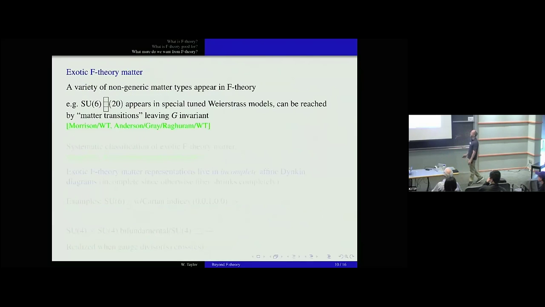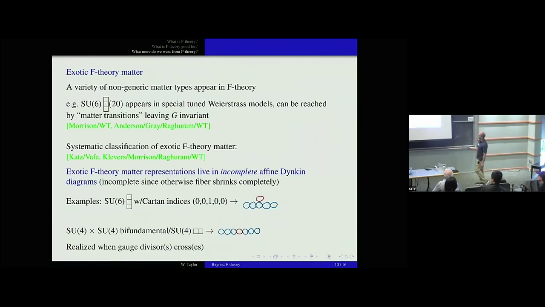And this appears in the simplest F-theory models like the Tate models that were discussed in some of the early F-theory literature. There are exotic kinds of matter in F-theory, including things like the triple antisymmetric of SU(6). This can appear in special tuned Weierstrass models, and you can do constructions that we worked out with these folks to reach this kind of matter by doing a sort of matter transition where you keep the gauge group fixed, but you trade one kind of matter for another anomaly-equivalent kind of matter. And in some work following the original ideas of Katz and Vafa, with Clevers and Dave and Nikhil Raghuram, we found a systematic way of classifying exotic F-theory matter.